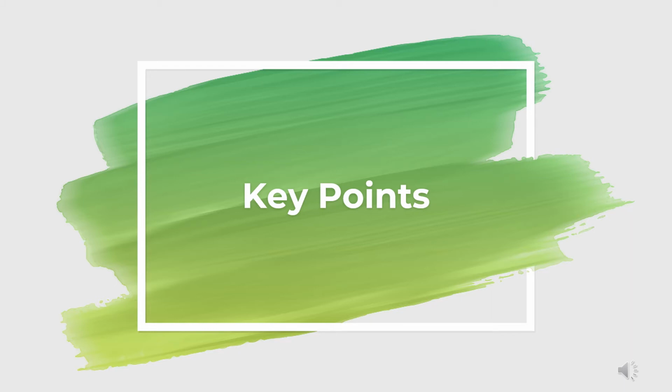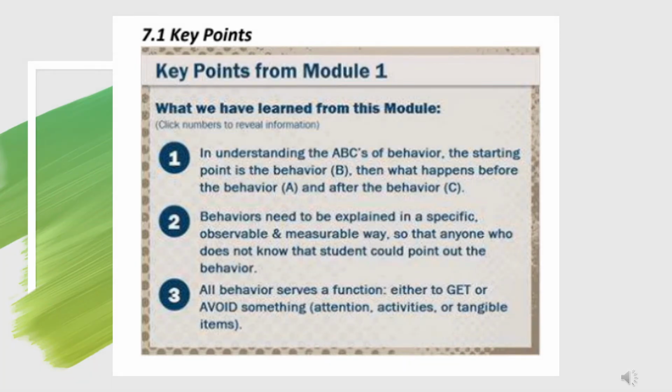Key points to remember. In understanding the ABCs of behavior, the starting point is always the behavior, the B. Then what happens before the behavior, the A, or antecedent, and after the behavior, the C, the consequence. Behaviors need to be explained in a specific, observable, and measurable way so that anyone who does not know that student could point out the behavior. And third, all behavior serves a function, either to get or avoid something, attention, activities, or tangible items.